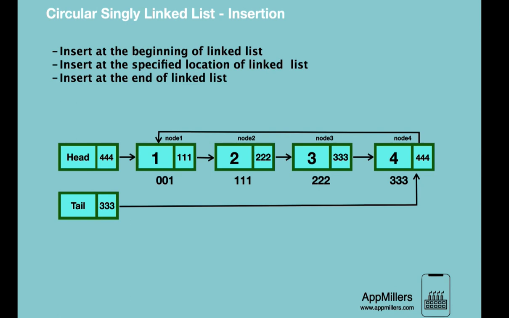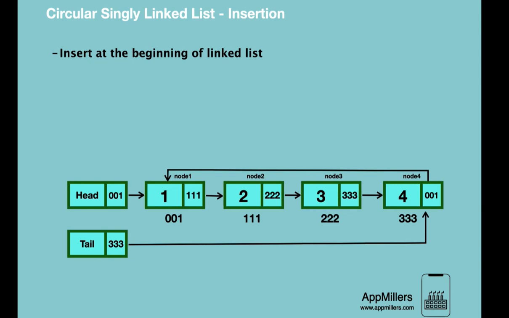So we can insert a new node at the beginning of circular single linked list, and we can insert a new node at a specific location of circular single linked list, and we can insert a new node at the end of circular single linked list. Firstly, we will look at insertion of a new node at the beginning of circular single linked list. It's basically similar to the single linked list, but here we are performing an extra step.